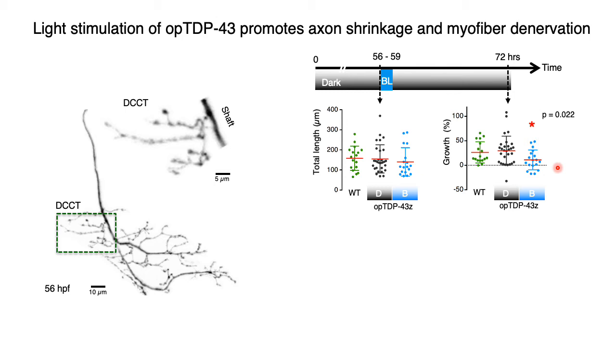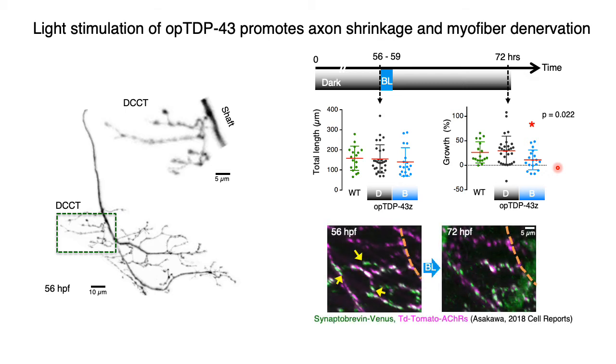To test whether this axon shrinkage involved denervation, we employed a live imaging system for neuromuscular synapses that we previously established. So by visualizing presynaptic protein and acetylcholine receptors, we found that after the blue light illumination, some of the neuromuscular junctions disappeared, which is indicated by yellow arrows. So these observations show that light-dependent oligomerization of OP-TDP-43 promotes myofiber denervation.